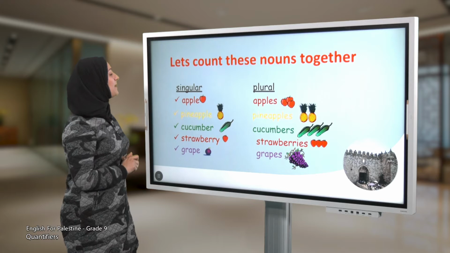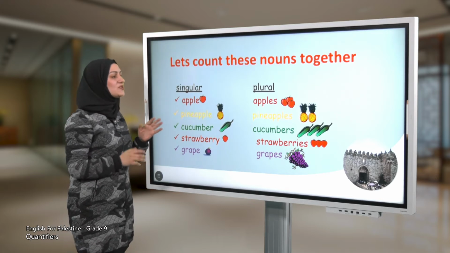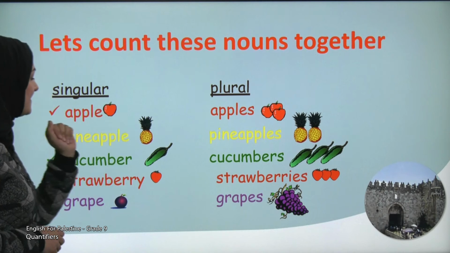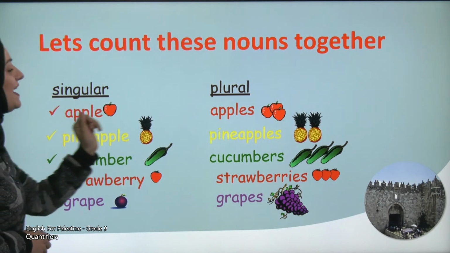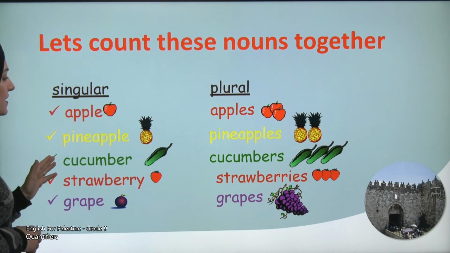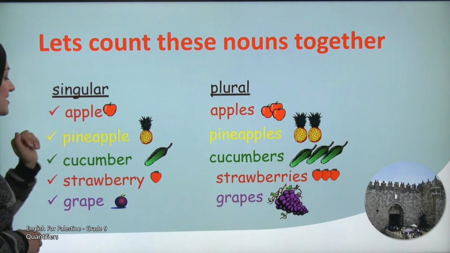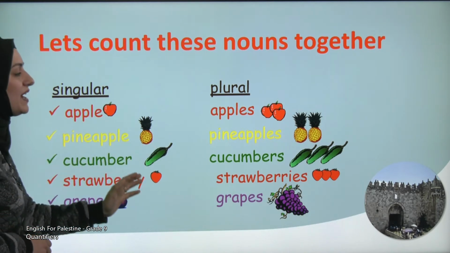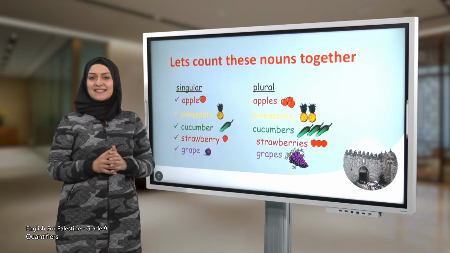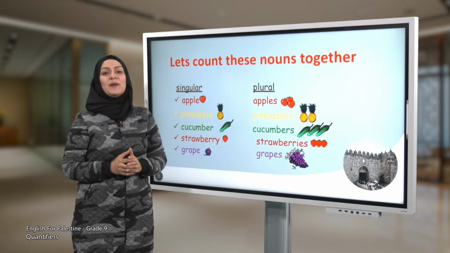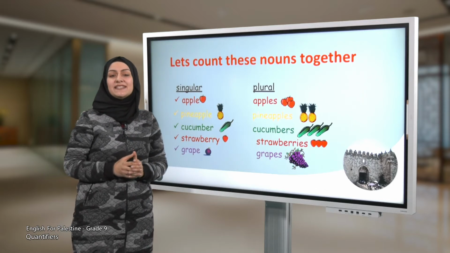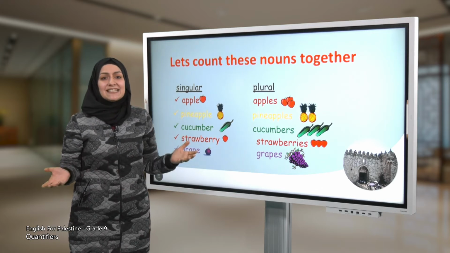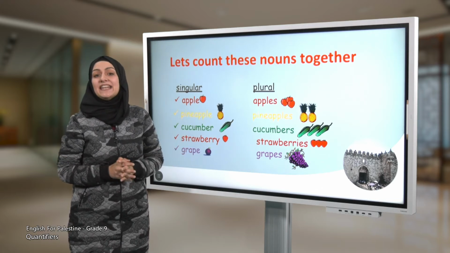Okay, let's start by counting these nouns together. Apple, apples. Pineapple, pineapples. Cucumber, cucumbers. Strawberry, strawberries. Grape, grapes. As you can see, it's very easy to make the plural noun of these nouns by simply adding s or es at the end of these nouns.